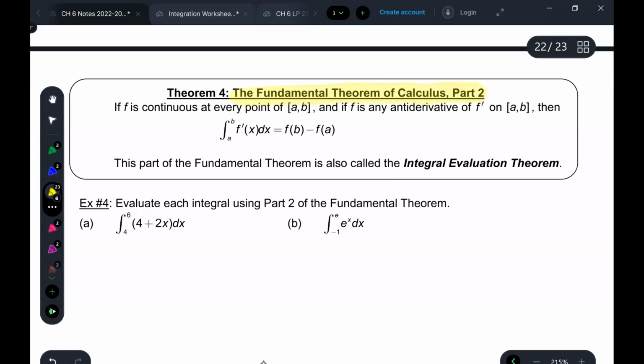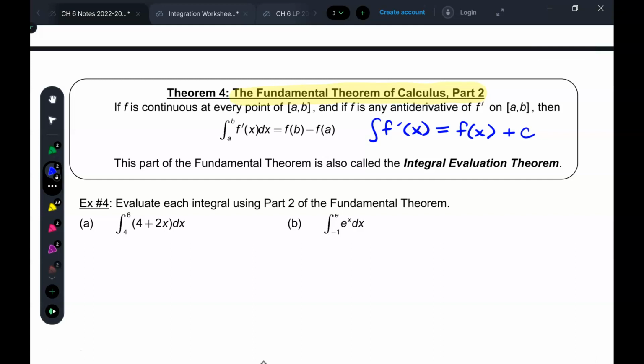Again, part 2, I didn't give it a name, but we've already done this. We did this on those worksheets. So part 2 says, what happens when I take the integral of the antiderivative? If I take the integral of the derivative, I get back the original plus c. However, if I have limits of integration, right? So let's say this was evaluated from a to b.